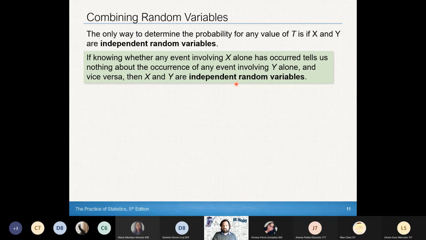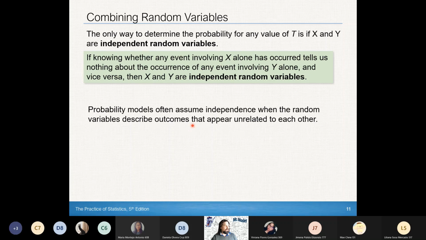What's happening next only applies to independent random variables. If your random variables are not independent, meaning if you know something about one of the variables and that changes the likelihood of the other one, you cannot do what we're doing next. It does not apply.